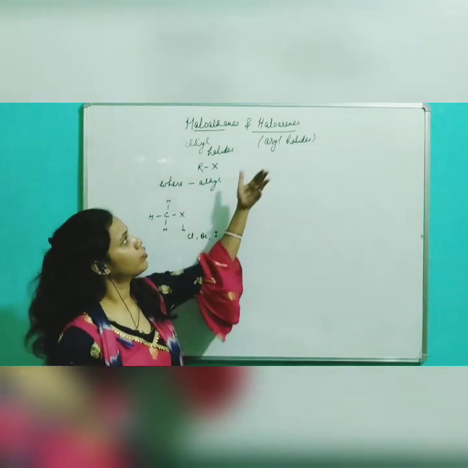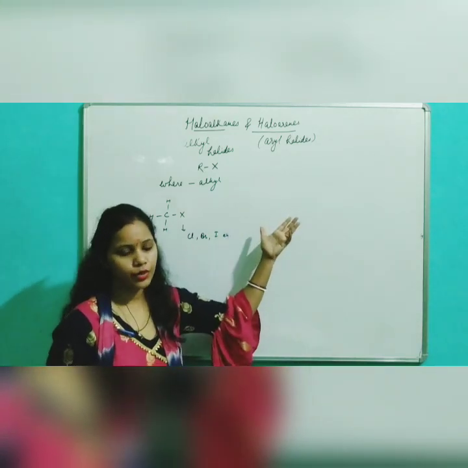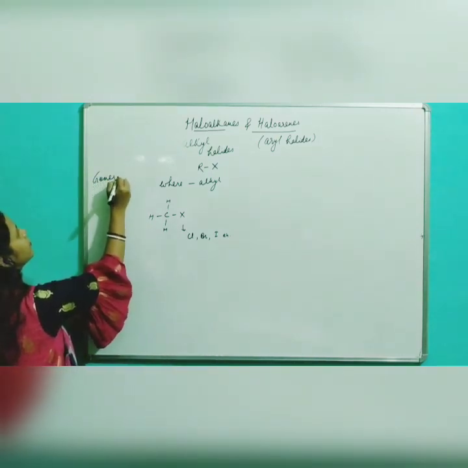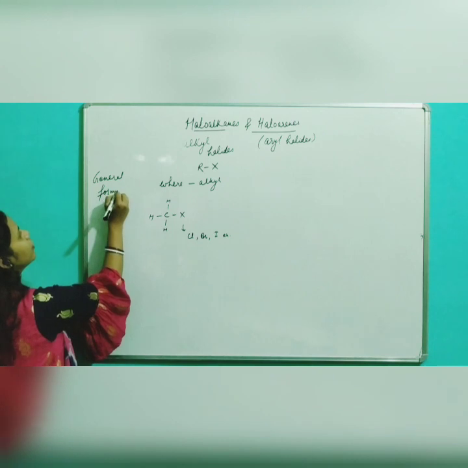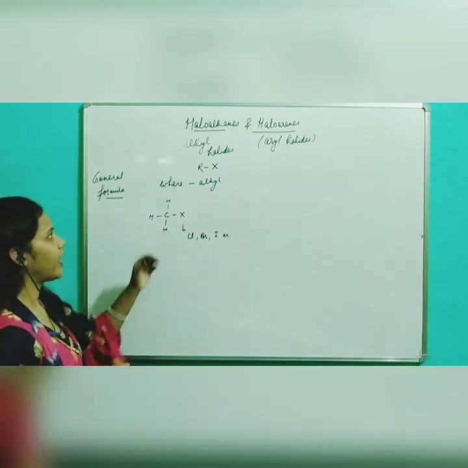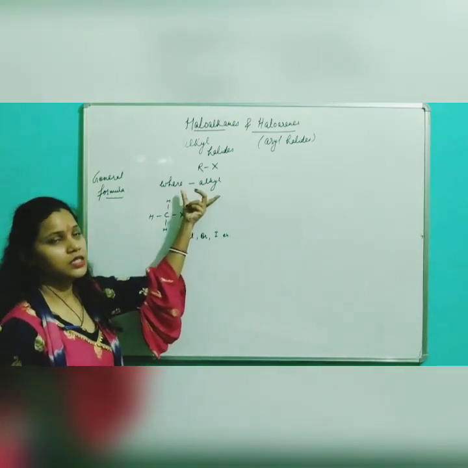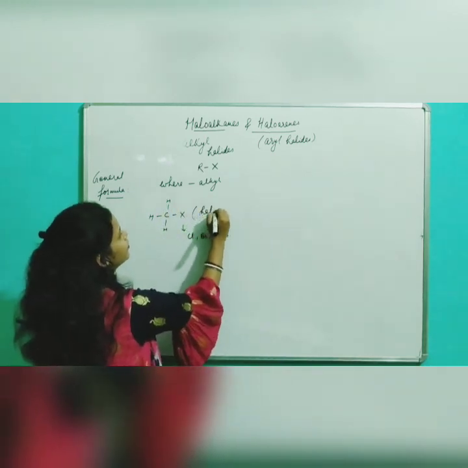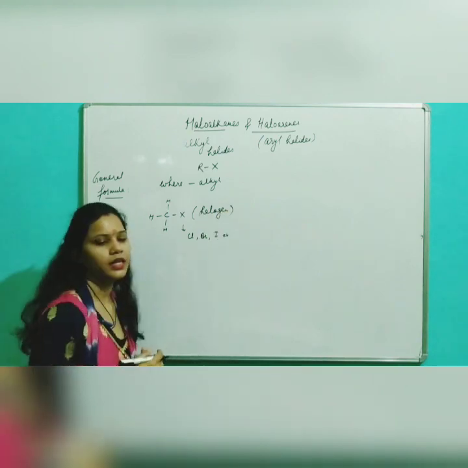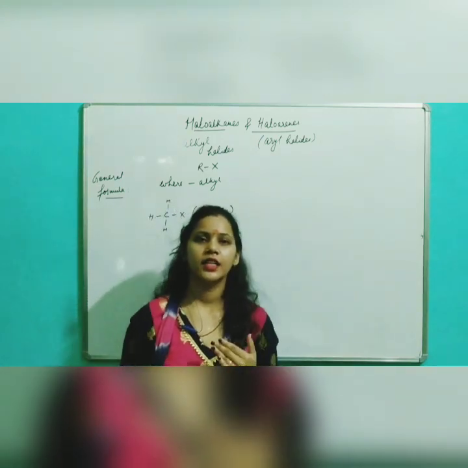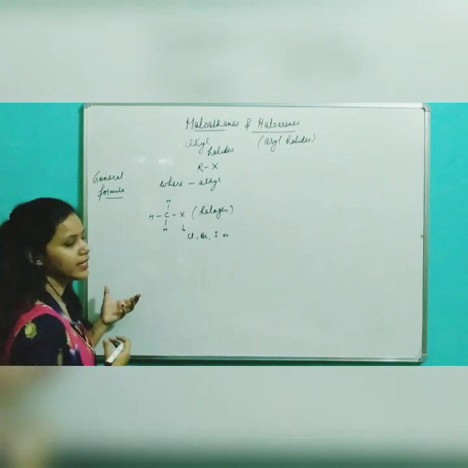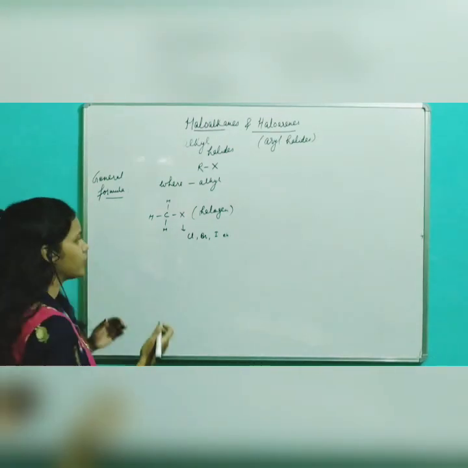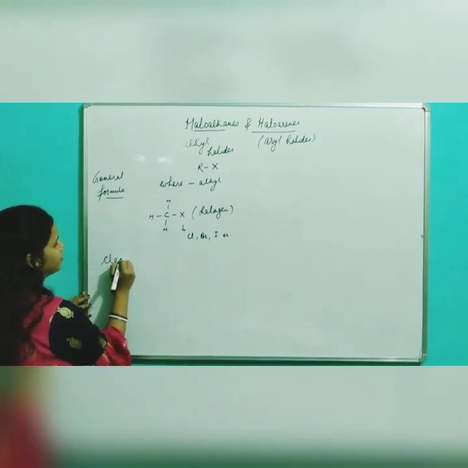Then we will move on to aryl halides in the later part of the video. So first, this is the general formula. The general formula of alkyl halide can be shown as RX, where R is the alkyl group and X is the halogen. So this is alkyl halides. Then the next thing is how we can classify these in different ways. So first we will do the classification.